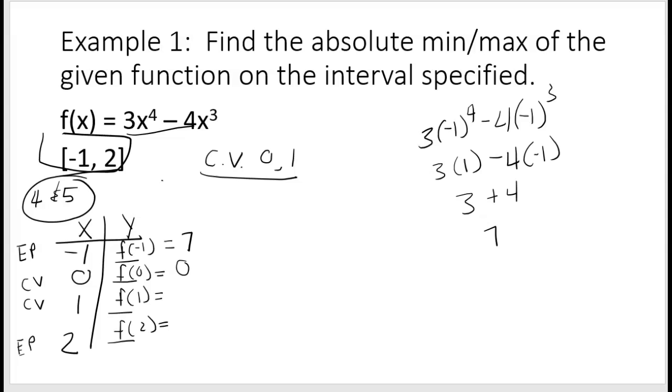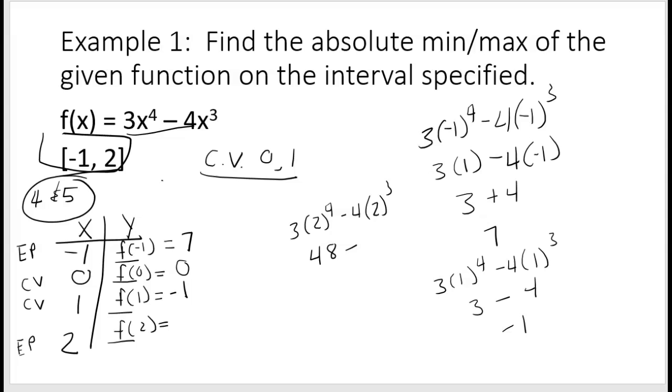Let's plug in 1. 1 to the 4th power is 1, and 1 times 3 is 3. 1 to the 3rd power is also 1, and 1 times 4 is 4. 3 minus 4 is -1. And then we're going to plug in our last one, which is 2. We have 3 times 2 to the 4th power minus 4 times 2 to the 3rd power. 16 times 3 is going to be 48. 8 times 4 is 32. Subtraction will give me 16.